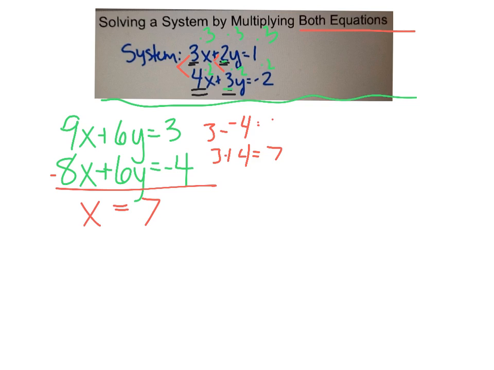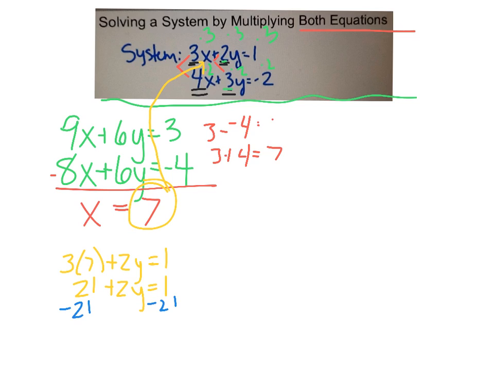Nice thing about this one is we don't have to get x alone because it's already alone. So x equals 7. I'm going to plug that in now. I'm going to do it into one of the original equations. The top one's a little bit nicer, so I'm going to plug it into that one. So that gives us 3 times 7 plus 2y equals 1. Well, 3 times 7 is 21, plus 2y equals 1. Y is being multiplied by 2 and added by 21, so I'm going to subtract 21.